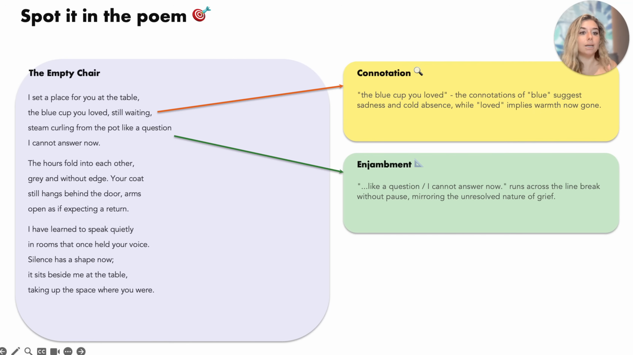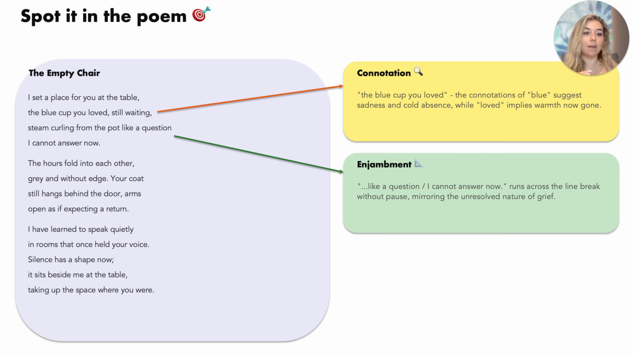So remember what I said, enjambment creates a sense of something ongoing. So I could say that this runs across the line break without a pause, mirroring the unresolved nature of grief. The fact that it continues on, I know that's what enjambment does. It makes the line continue on to the next, because obviously there's no punctuation. So question just completely runs on to the next line, and it shows how this grief continues on.